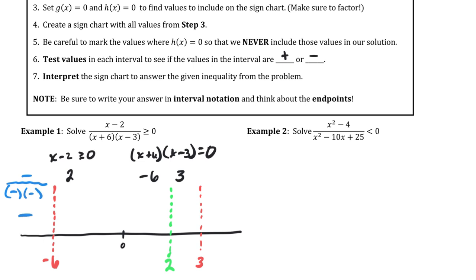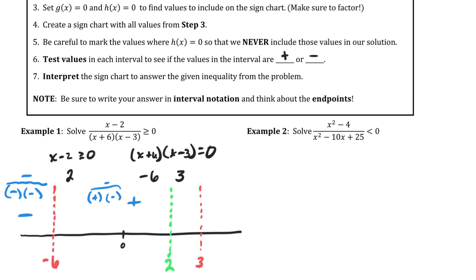This whole thing will be negative. All right? I'm going to pick 0 for the next one. When I put 0 in the numerator, I get negative. I don't really care what the number is. It's just a negative. When I put it in the denominator, I'm going to get a positive for the first factor and a negative for the second factor.